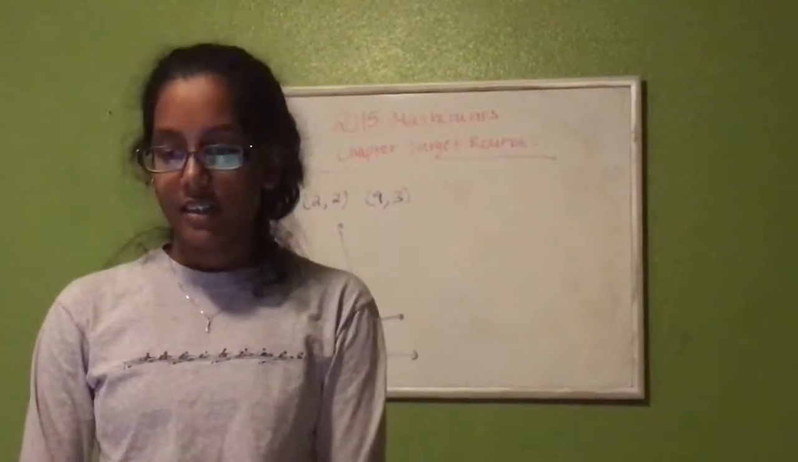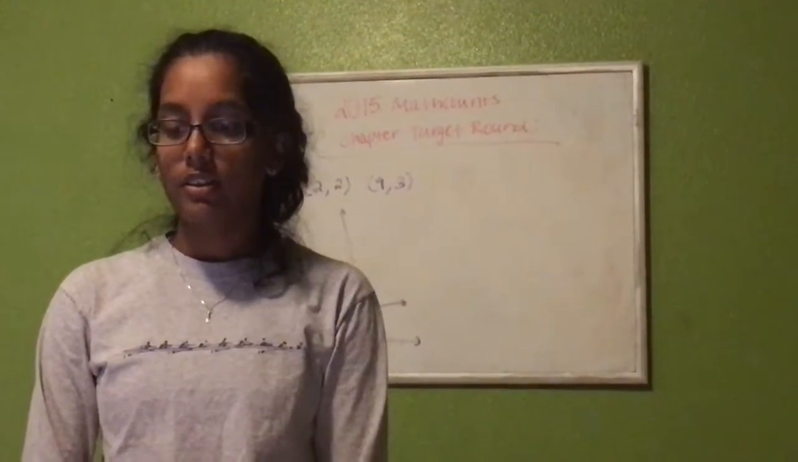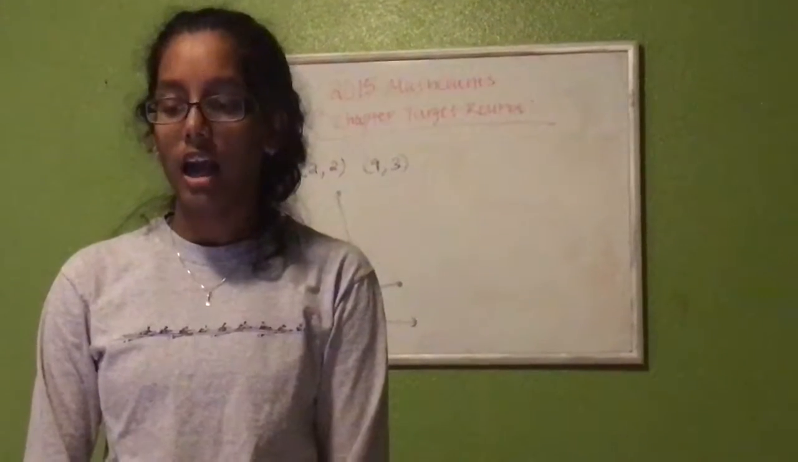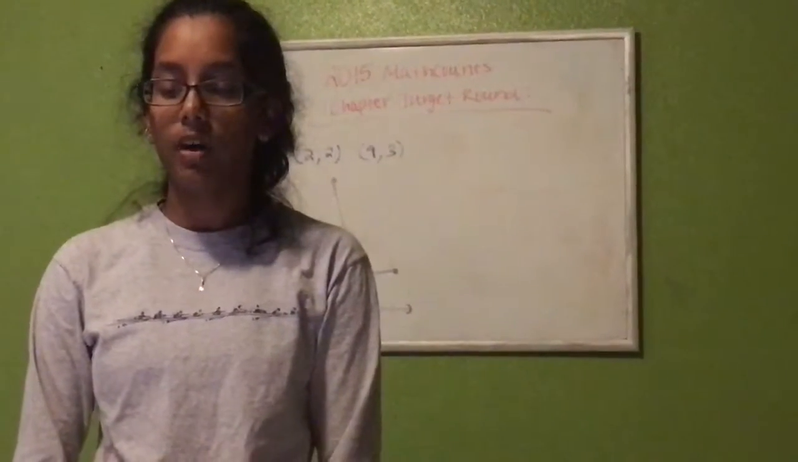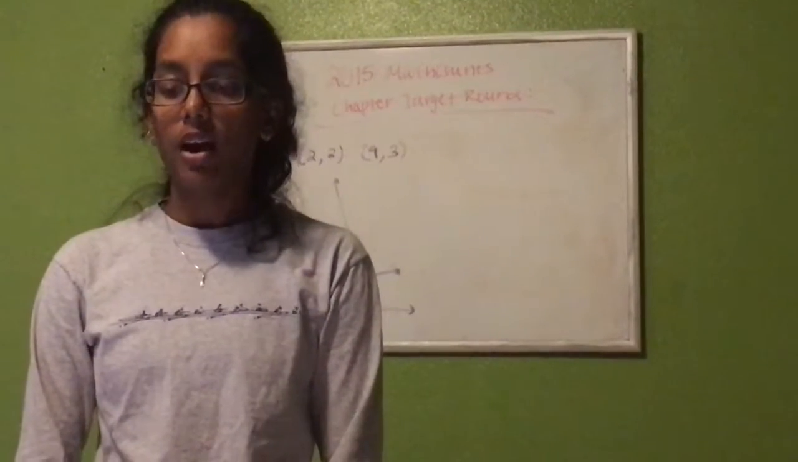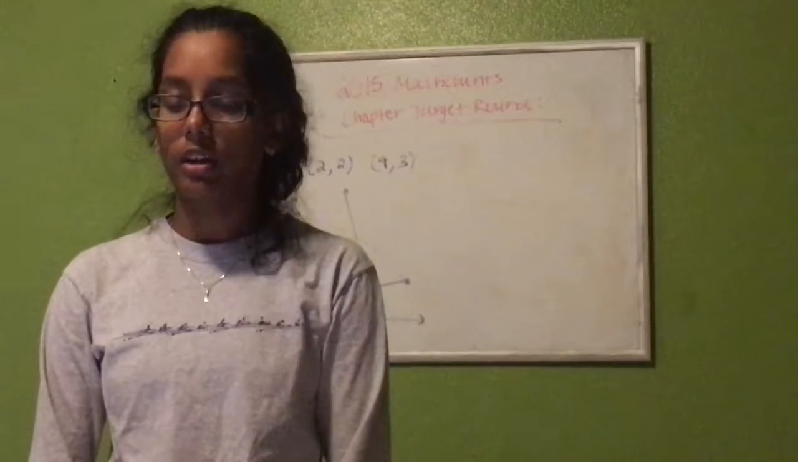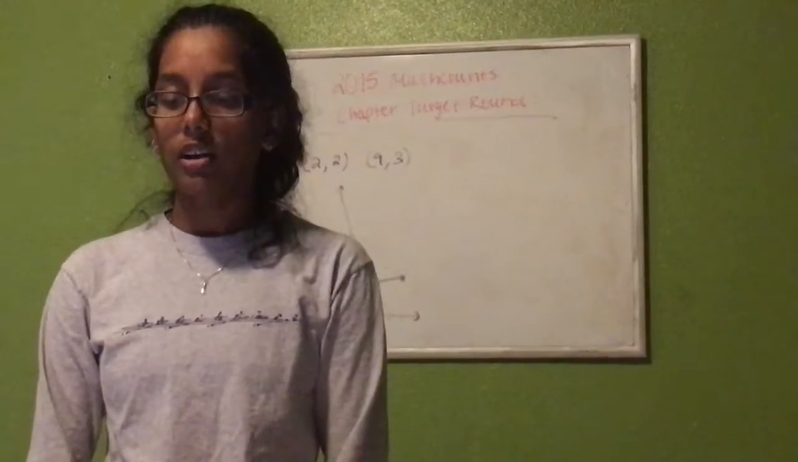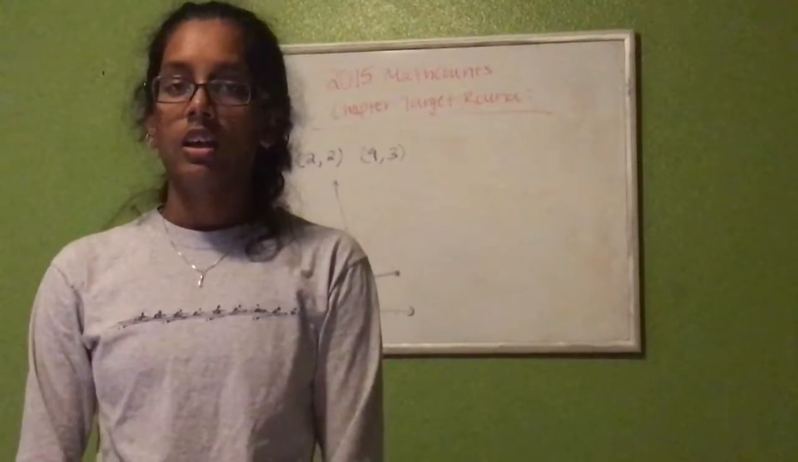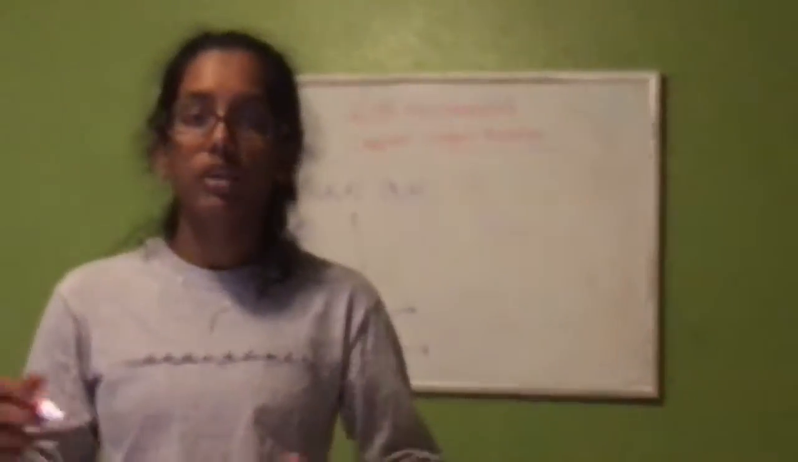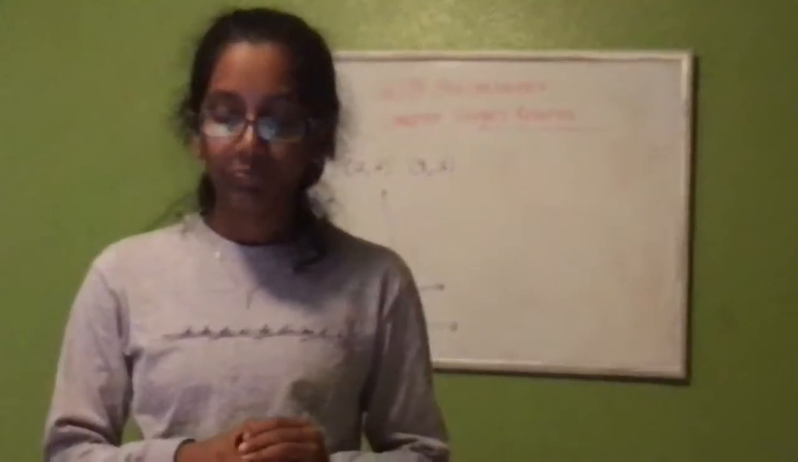Problem number 6 states, all points that are equidistant from (2, 2) and (9, 3) lie on a line with equation ax plus by equals c, where the positive integers a, b, and c have no common factors greater than 1. What is the value of a plus b plus c? Okay, first off, that's a lot of information, so we're going to break it down into components.